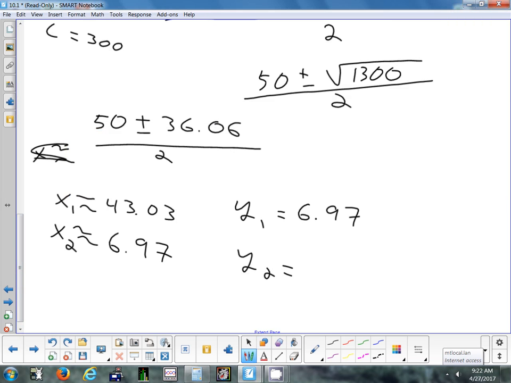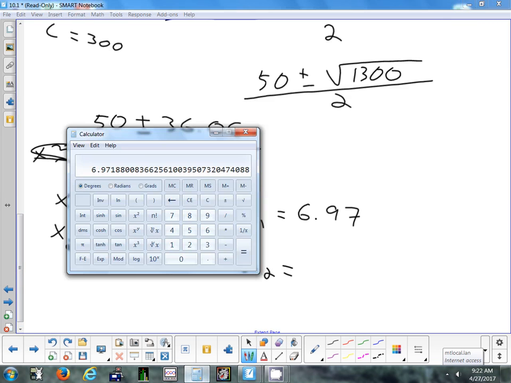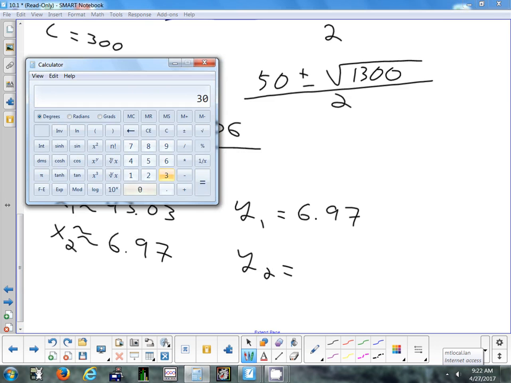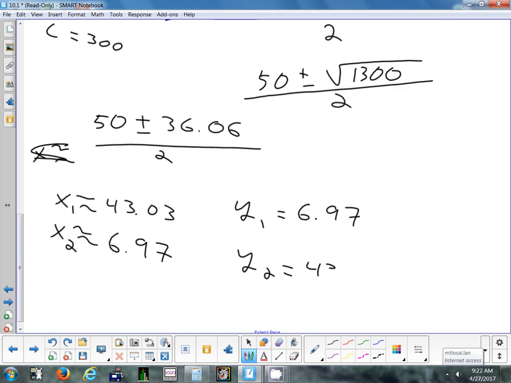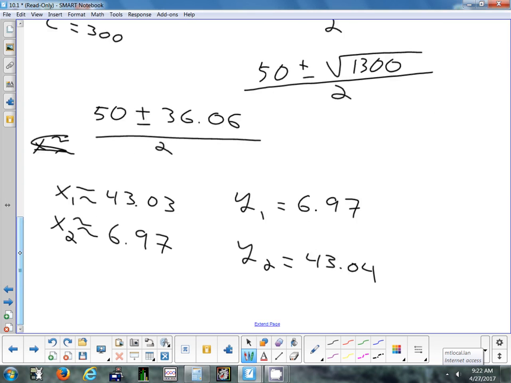Any guess what y2 is going to be? It's going to be 43.03. Take 300 and then divide by 6.97. Or rounding, it comes out a little different. So 43.04. So wait a minute, why did I get 2 answers?